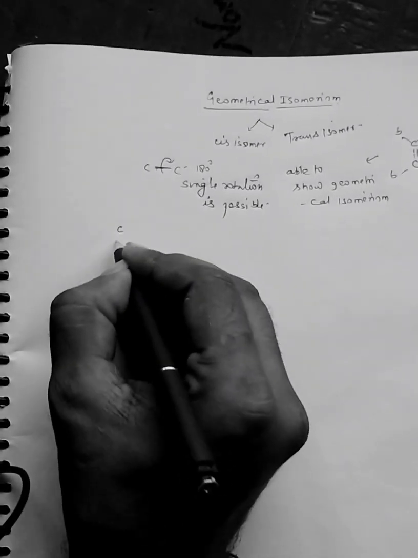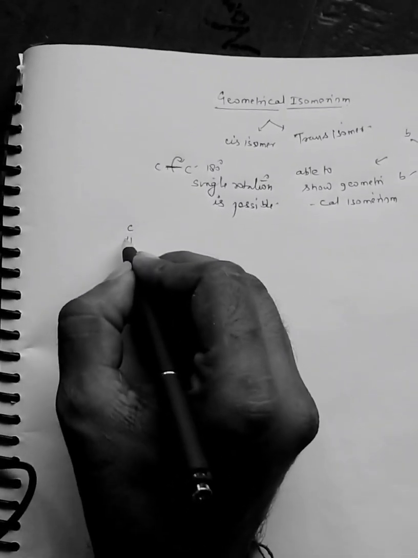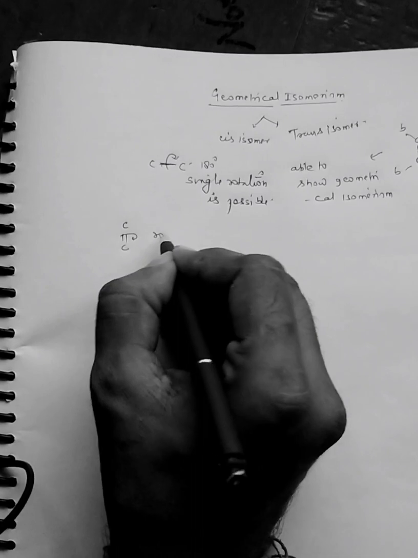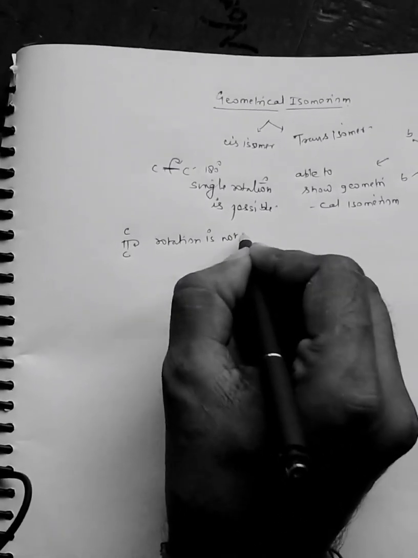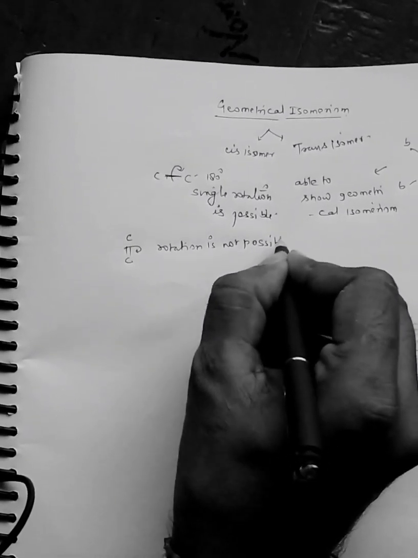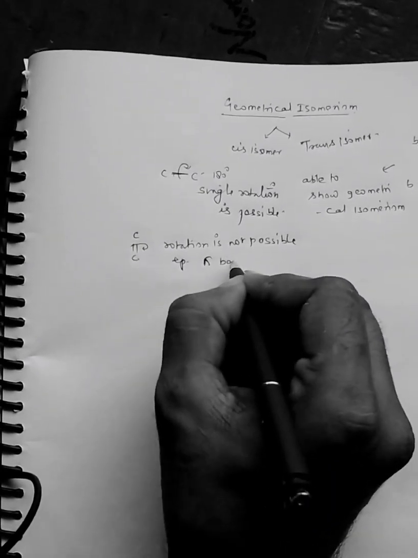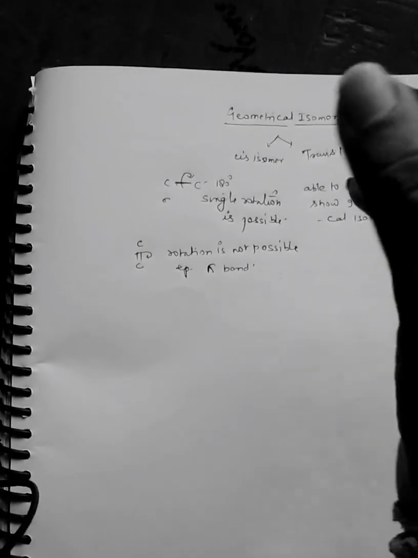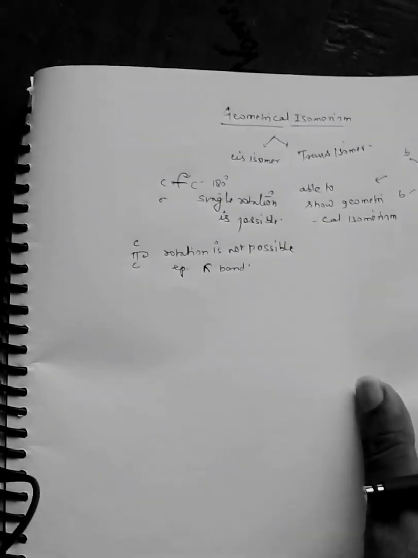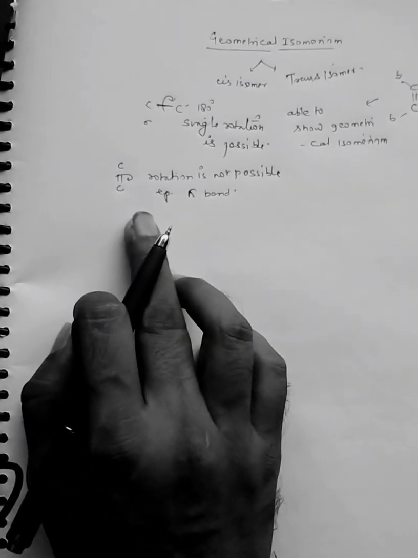So if you see a carbon double bond, rotation is not possible. Why is rotation not possible? Rotation is not possible due to the presence of a pi bond. The sigma bond is flexible. You can rotate the carbon single bond, but you cannot rotate the carbon double bond. So why can you not rotate the double bond?